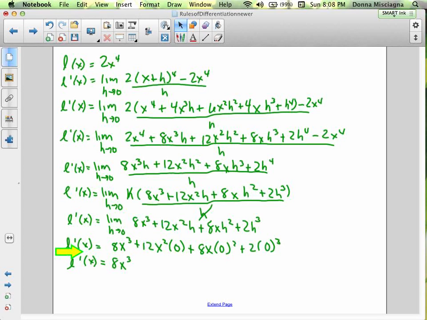So L prime of x equals 8x cubed plus 12x squared times 0 plus 8x times 0 squared plus 2 times 0 cubed. Well, that leaves us a derivative of 8x cubed. So the L of x was 2x to the fourth, and L prime of x was 8x cubed.